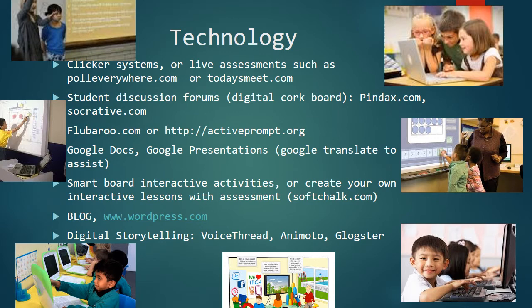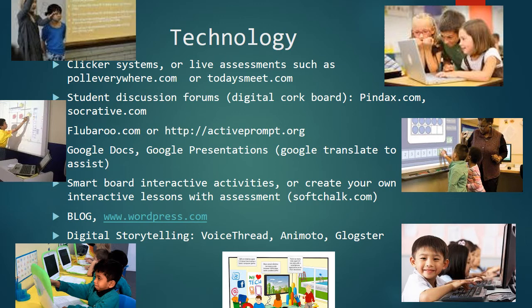Quick things like Flubaroo or activeprompt.org that could help you create and score quickly online types of assessments, multiple choice. Active prompt allows you to upload an image, and then students can interact with that image and answer questions based on that image or that upload document. Google Docs, Google Presentations. These are great for English language learners because not only can they work collaboratively through that Google platform, they can also access Google Translate to assist them with the language.